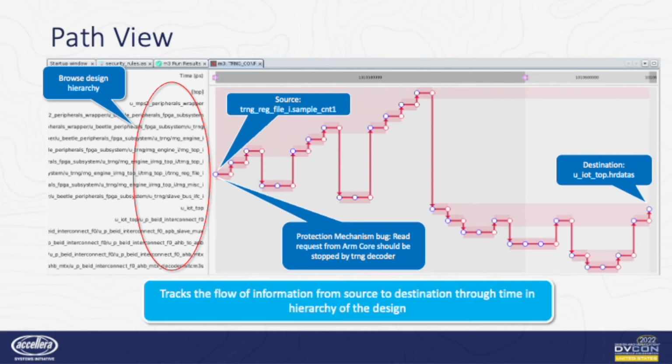So once again, path view will track the flow of information from the source to the destination through time in the hierarchy of the design, and is a tool that can show you a high-level view of the flow of information from the source to the destination.